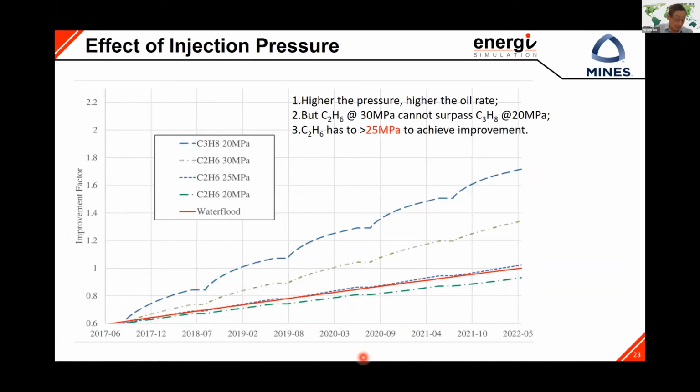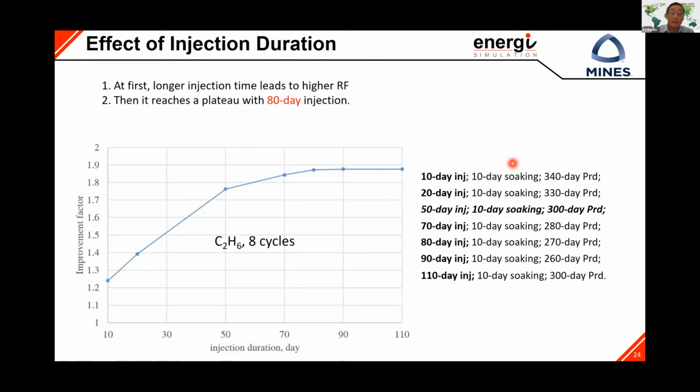Here we look at injection pressure. With higher injection pressure, we have better recovery because a better miscible condition can be achieved. Then we look at how long we inject. So this gives you some idea here, right? Inject 10 days, 50 days, or 70 days. Then eventually there is not much impact, right? After about 80 days, there is not much improvement in terms of recovery factor.